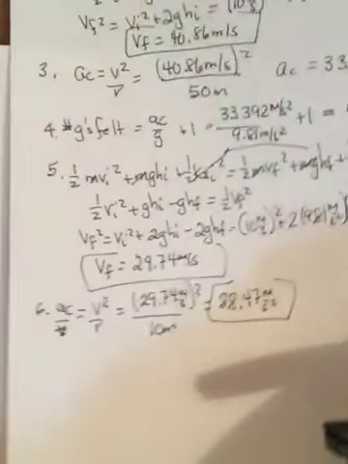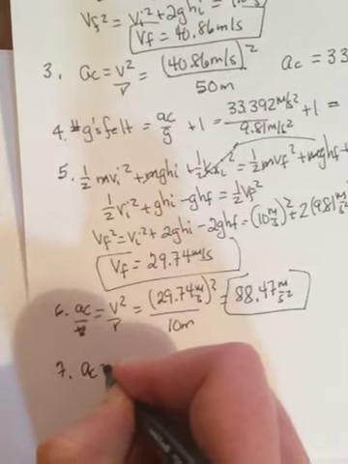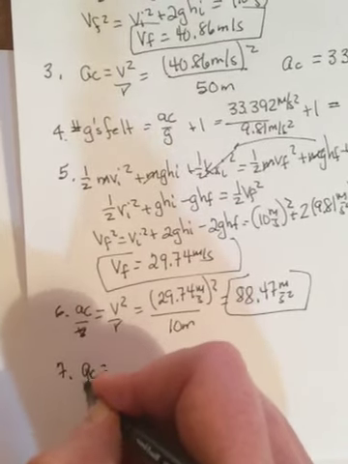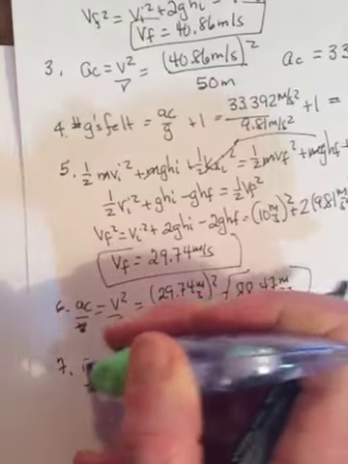And now it wants to know what is the number of G's felt there. So AC is equal, sorry, we just did AC. Number of G's felt.